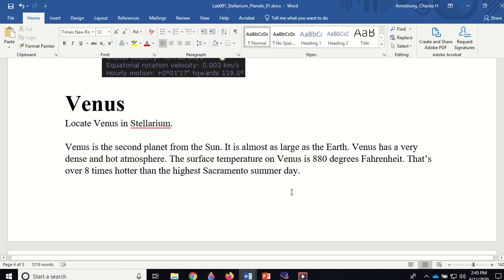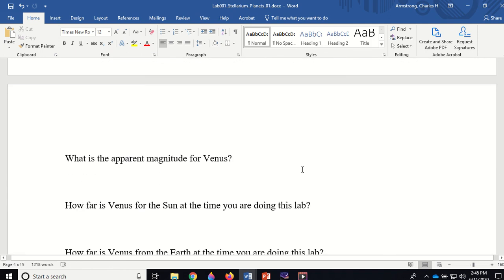The surface temperature on Venus is 880 degrees Fahrenheit, something like 600-something degrees Celsius. That's over 8 times hotter than the hottest Sacramento day. Even when it gets to be 110, 110 times 8 is 880. So think about the 110 day. Imagine it being eight times hotter than that. Okay, I don't even want to imagine that.